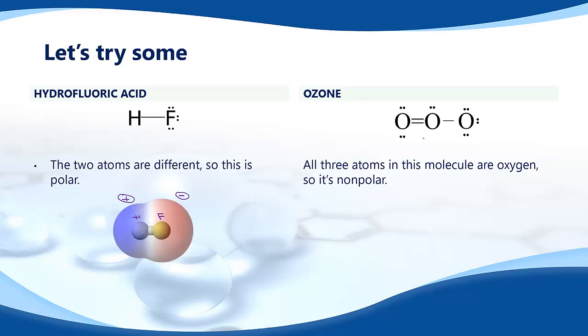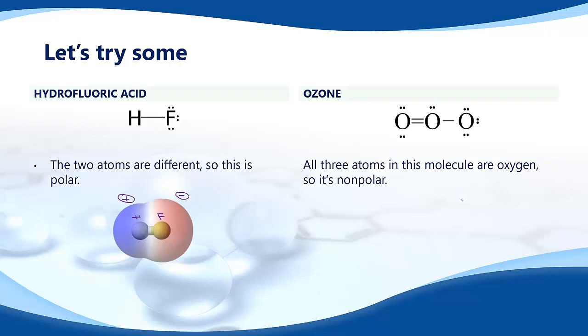Now, I don't actually have an electron density diagram for ozone. I couldn't find one. But if you saw one, what you would see is that instead of being red or blue, the entire molecule would basically be some shade of green, green being neutrally charged.